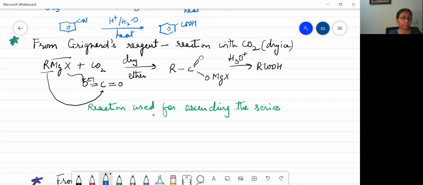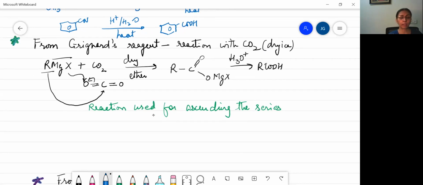Okay. Now, if you see it from the beginning, the carboxylic acid that you get over here has one more carbon atom as compared to the alkyl group in the starting Grignard's reagent. So this reaction is used for ascending the series. Okay, it is used for ascending the series.